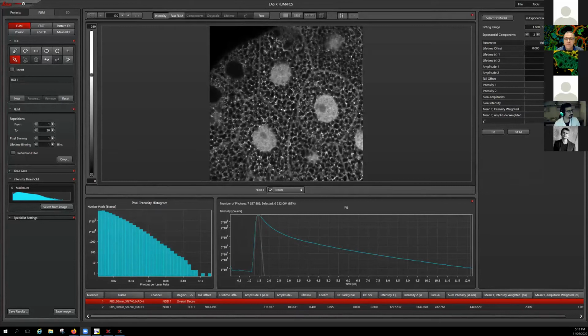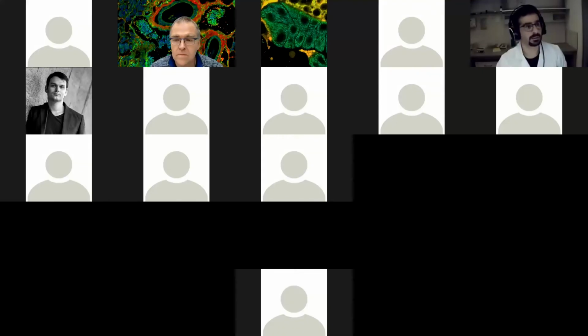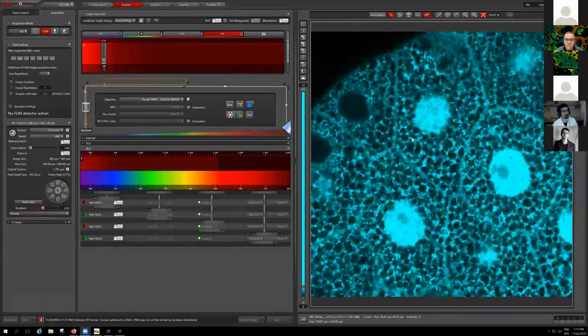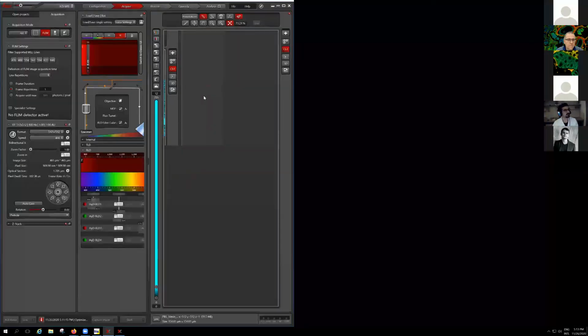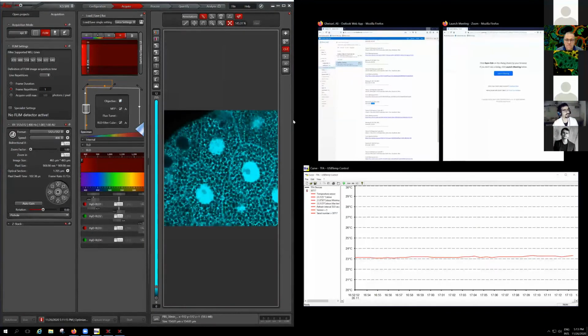Okay, sample is placed, and what I'm going to do now is change the wavelength. Let me share the first screen now. Actually, to make that easier from now on, you're seeing my first screen, I'm going to minimize the acquisition software and avoid the live view.